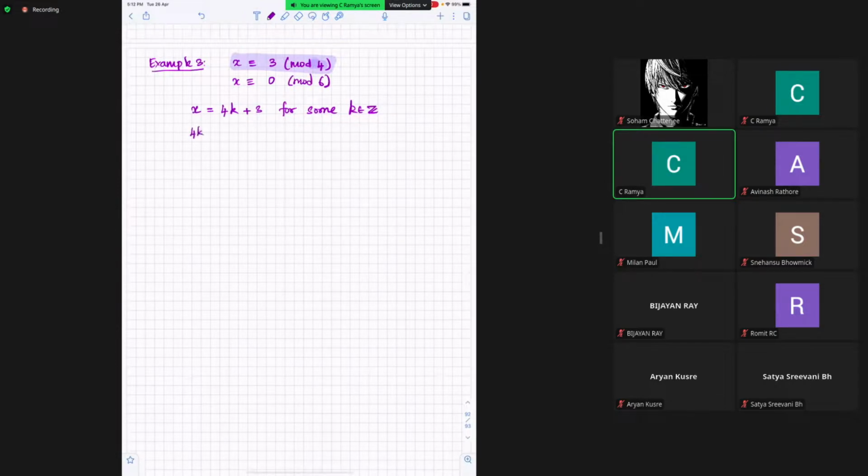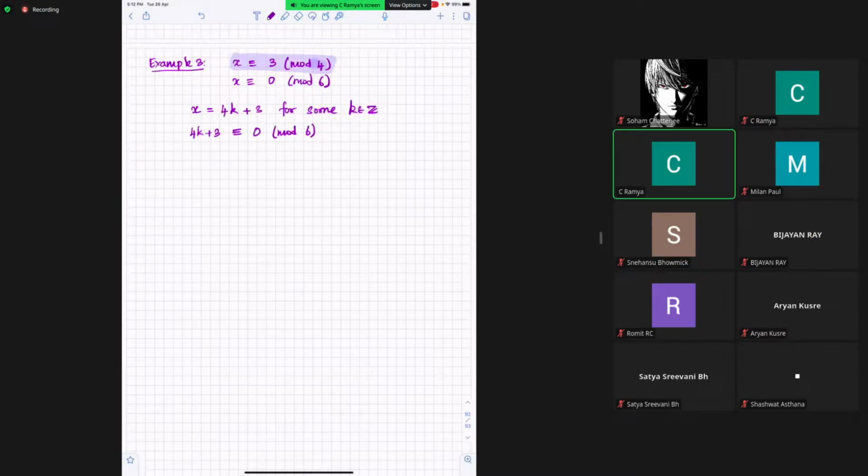So you will get that 4k plus 3 is congruent to 0 mod 6. So the first thing you should think about is the left-hand side has 4k plus 3, so I have to get rid of this constant. Only then I can find the multiplicative inverse or something like that, right? So that I can see for what values of k this is true and then substitute it in this equation for x. So I have to subtract 3, so I'll get 4k is congruent to minus 3 mod 6.